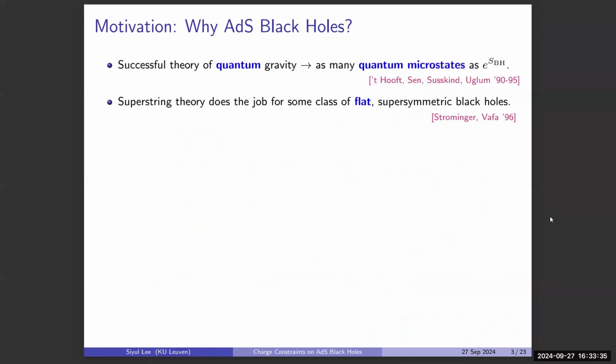Now, one reason that superstring theory is often praised as a plausible model for quantum gravity is exactly this. For some class of flat and supersymmetric black holes made out of branes in superstring theory, Strominger and Vafa, in their seminal work, identified the black hole's Bekenstein-Hawking entropy as the number of string microstates of the superstring theory.